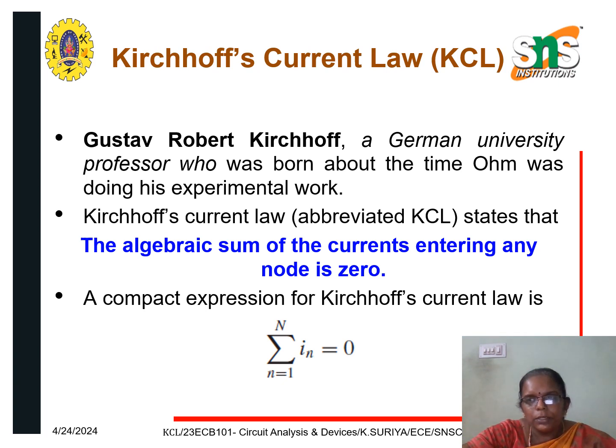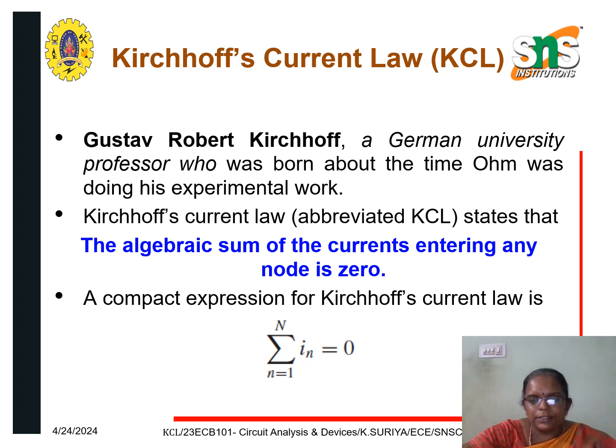So Gustav Robert Kirchhoff, a German university professor who was born at the time of Ohm, was doing his experimental work and he found out the Kirchhoff's current law, which in short is known as KCL. So Kirchhoff's current law states that the algebraic sum of the currents entering any node is equal to 0. Or else we can tell that the algebraic sum of the currents entering is equal to the algebraic sum of the currents leaving the node.